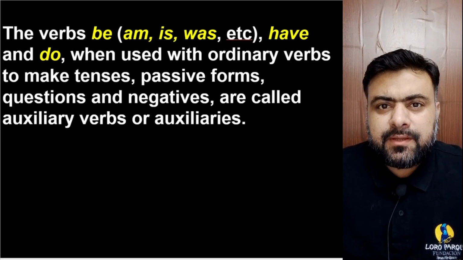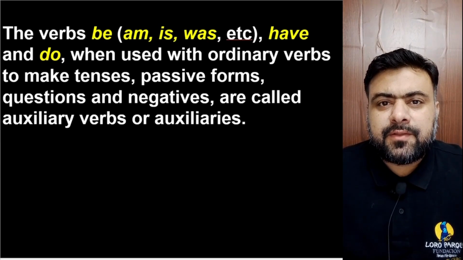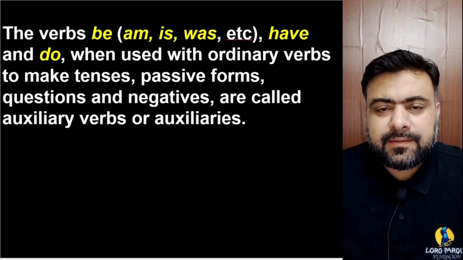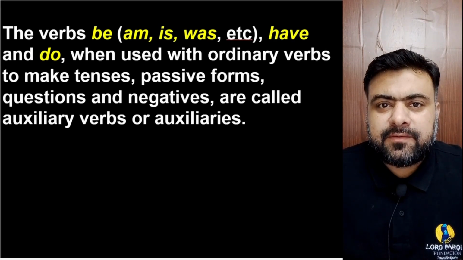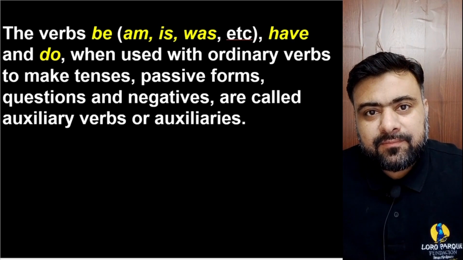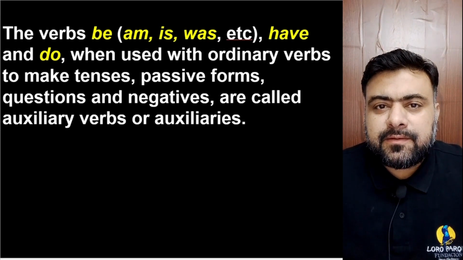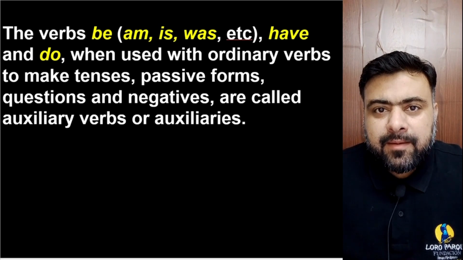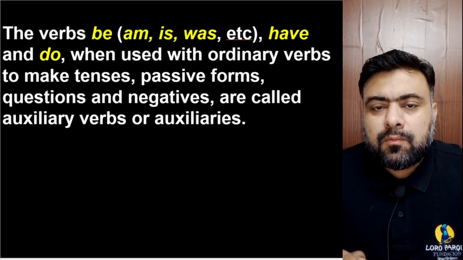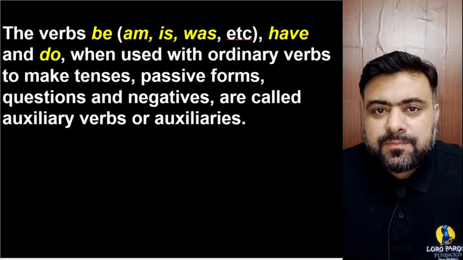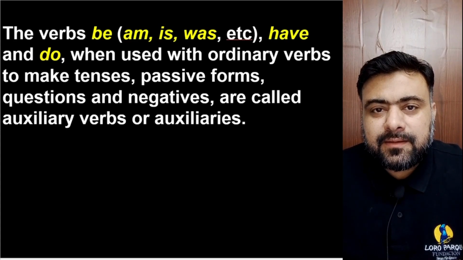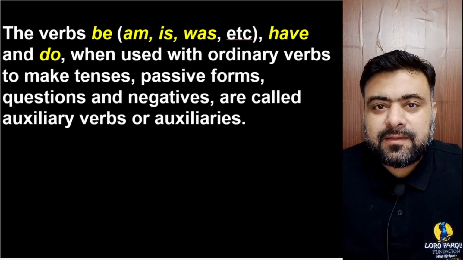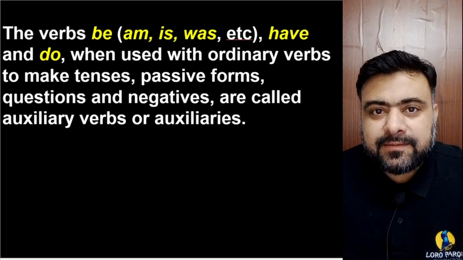Basically, there are three main auxiliary verbs. They are do, have, and be. The three main auxiliary verbs are be, have, and do. The different forms of be are is, are, am, or in the past, was, and were. The forms of do are did and does. And the other form of have is the past form, that is had.